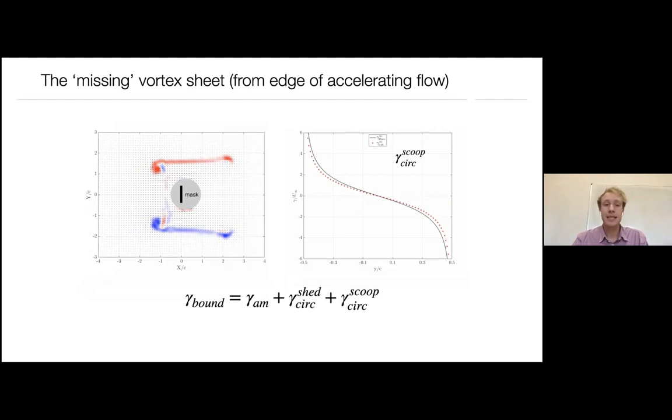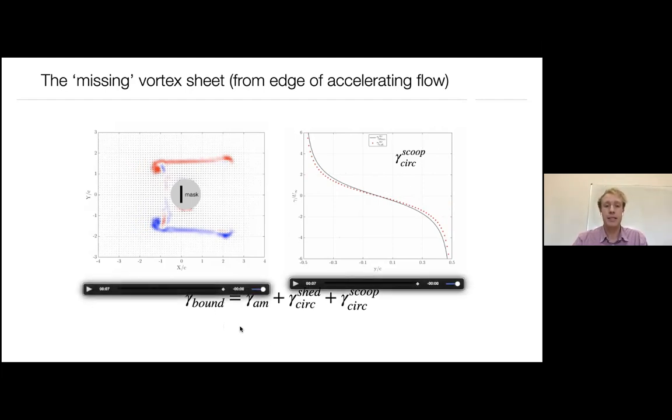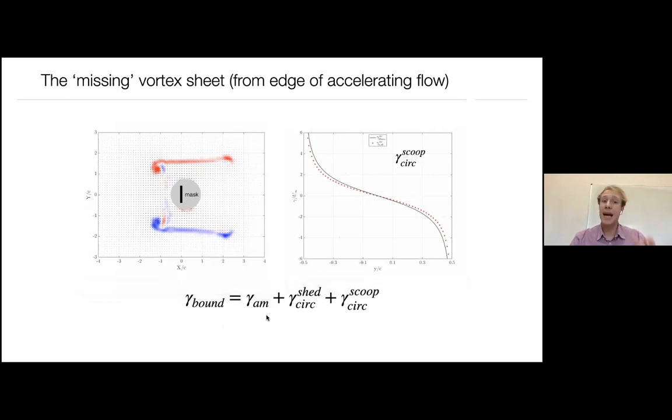So what that means is that if we say, well, okay, our boundary layer vortex sheet can be made up of an added mass contribution, can be made up of some vorticity shed by the body itself, and can be made up of some external vorticity, then in this current situation, we really don't have an added mass vortex sheet. But the distinctive shape actually comes from this vorticity created at the scoop edges.